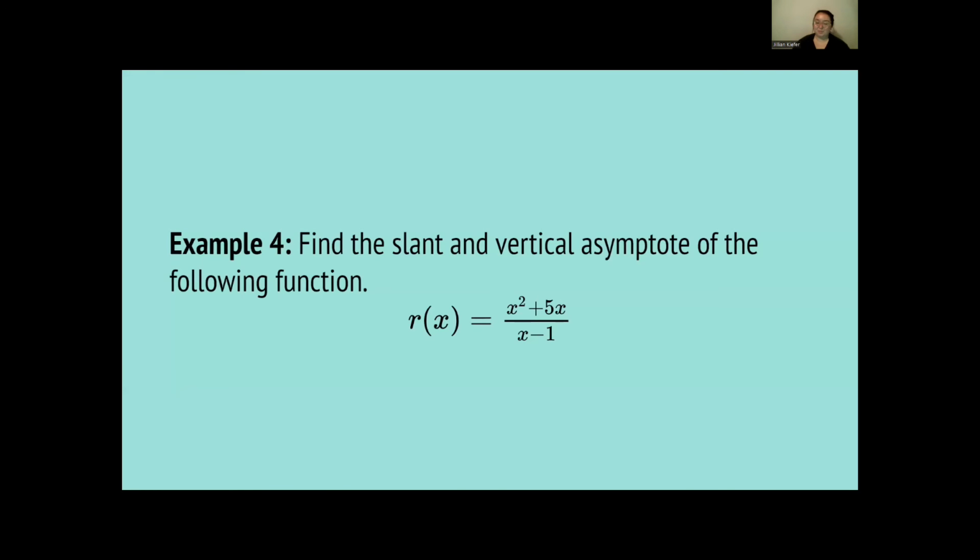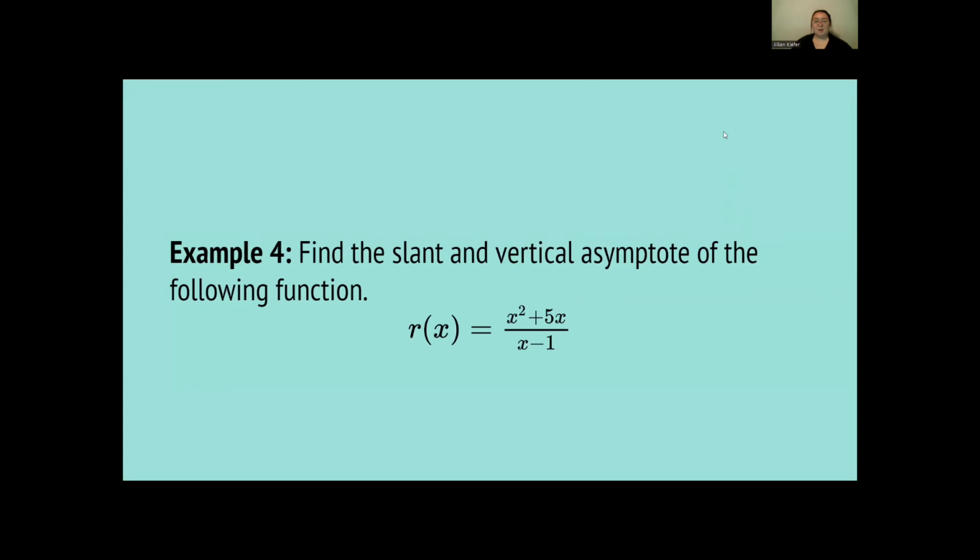So we're going to go ahead and find one. Example 4, we're going to find the slant asymptote and the vertical asymptote of the following function. We have r of x is equal to x squared plus 5x divided by x minus 1. Let's go over to our notes so we can work out this problem.